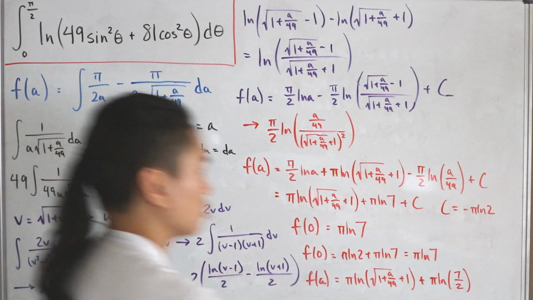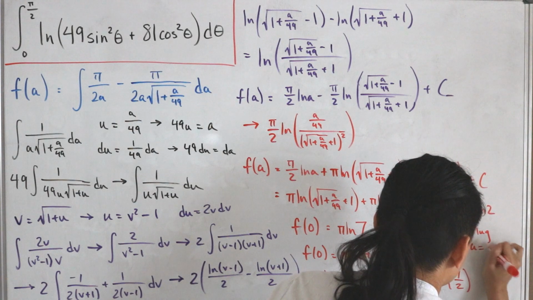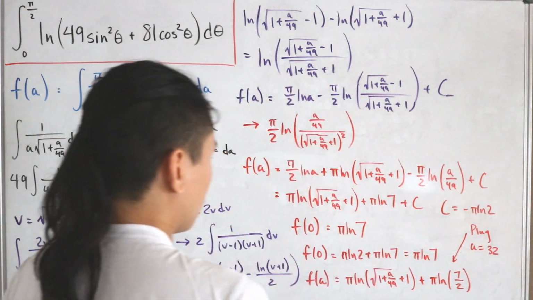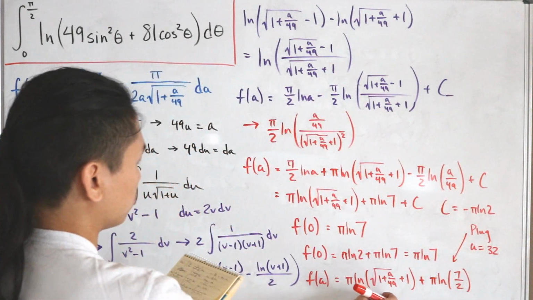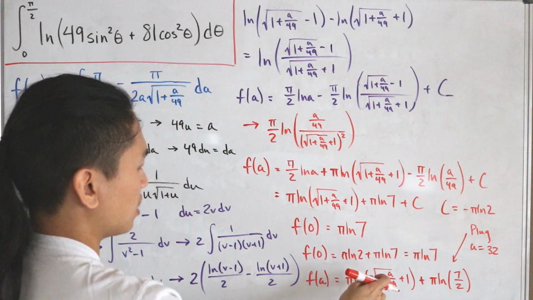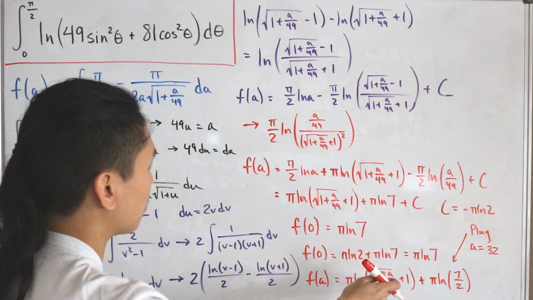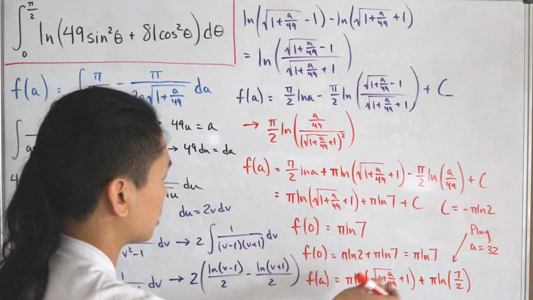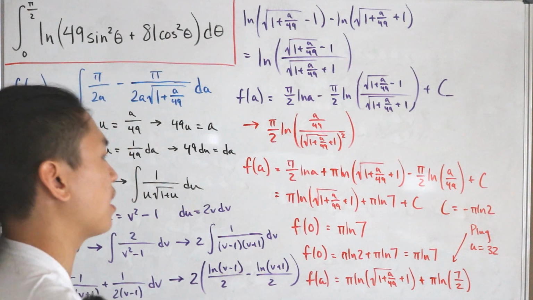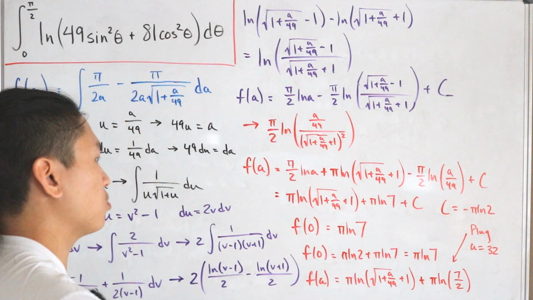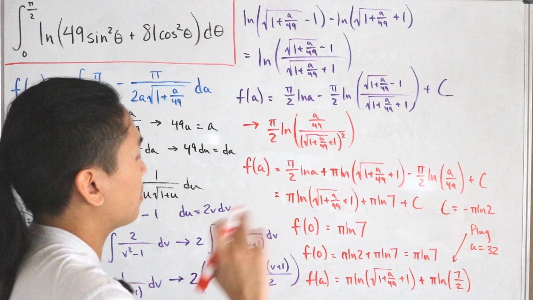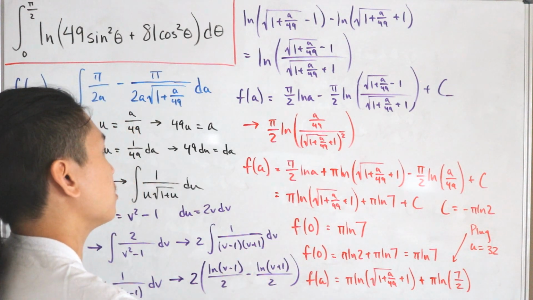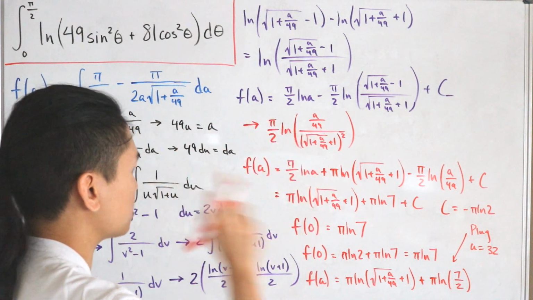So now the last thing to do is actually just plug in a equals 32. And so what that means is that I plug in a equals 32, I'll just save the work, that we have 1 plus 32 divided by 49. So if I just get that together, that's going to be 81 divided by 49. Take the square root of that, I have 9 divided by 7. Add this with 1, so that means that's 16 divided by 7.